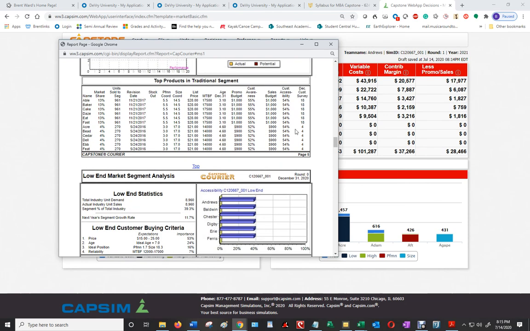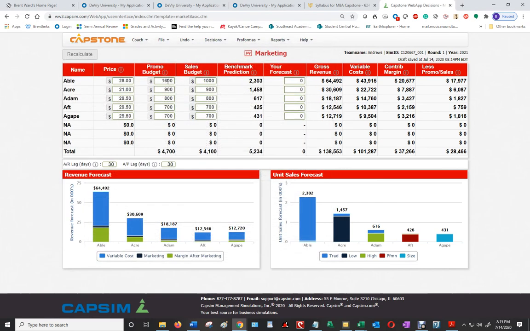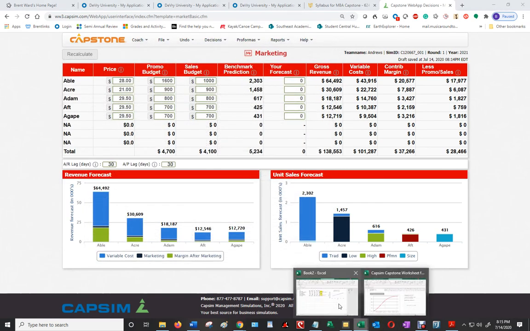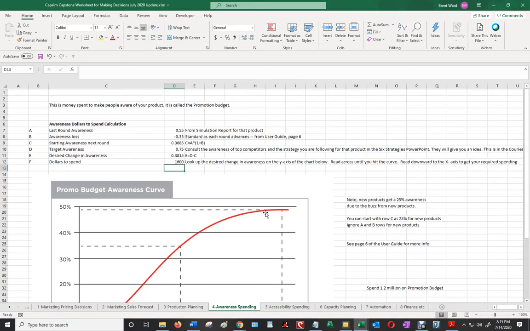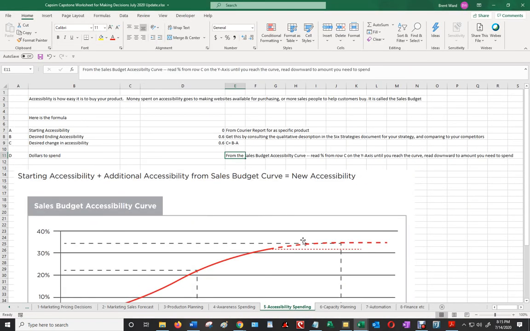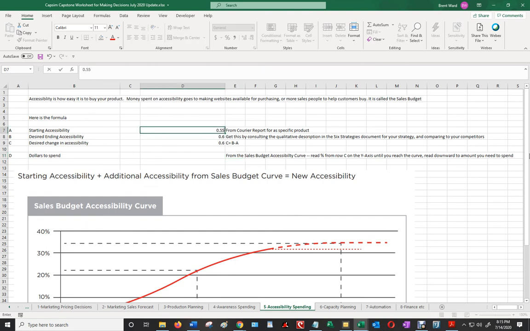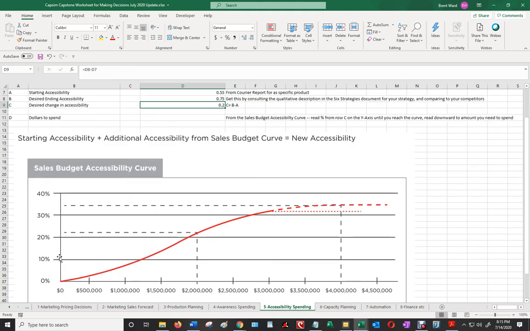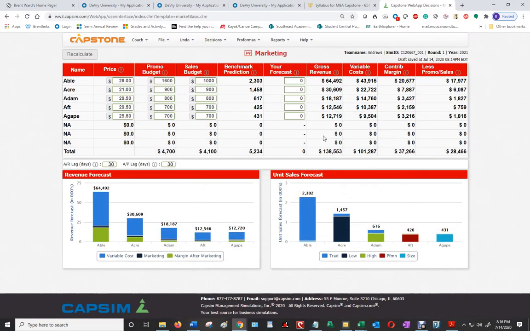we can see our product Able is competing with accessibility of 54% from all the serious contenders. So we'll use this spreadsheet again. This will come up, and we'll go to accessibility spending now, and we go 0.55. Desired ending accessibility, let's try to get it up to 0.75. So our desired change in accessibility is 0.2. When I go to 0.2 up here, all the way across the graph, it's about 1.8 million. So that would mean my sales budget would be 1.8 million.